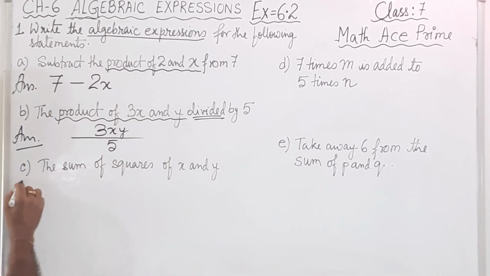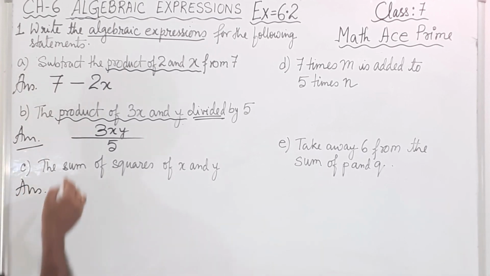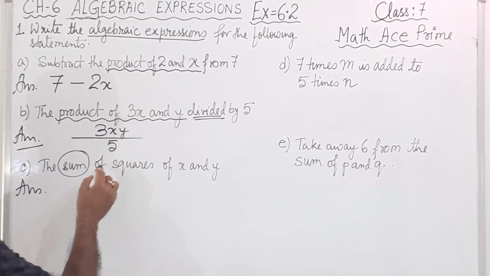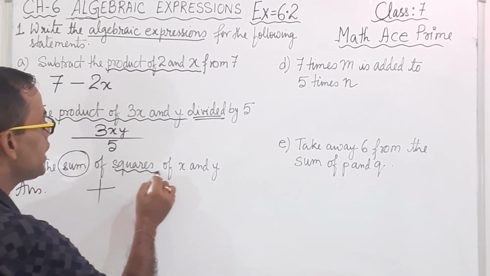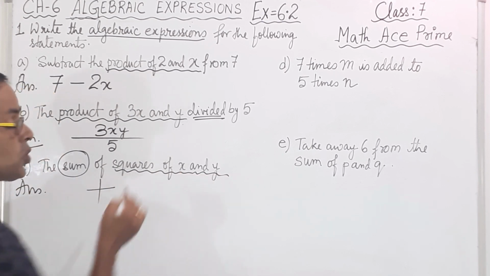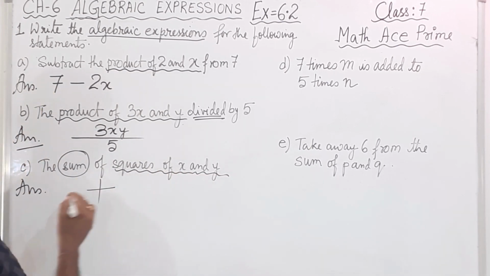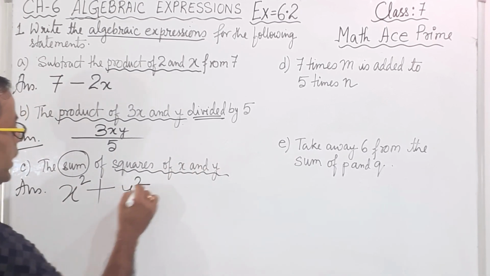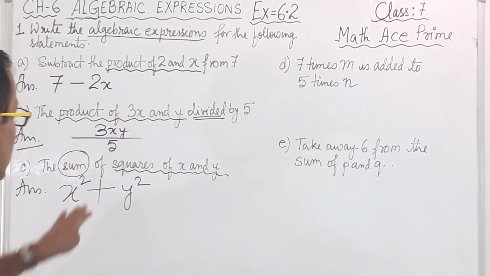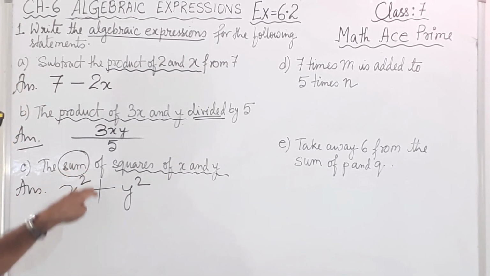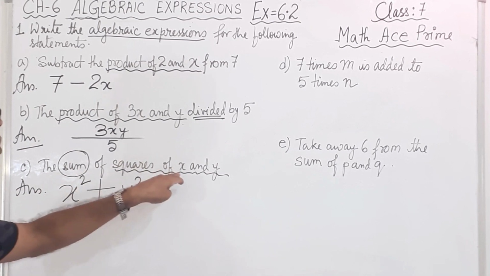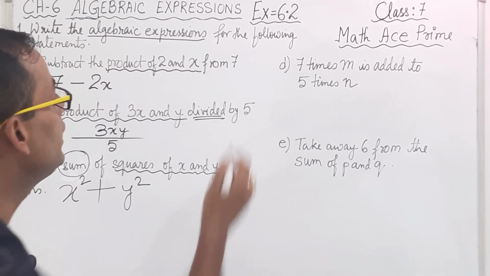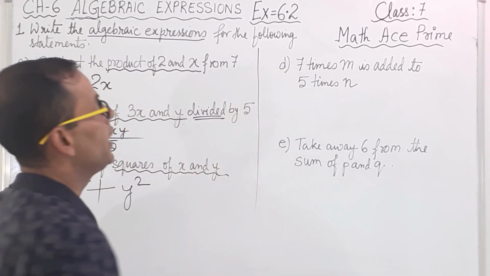Simple thing. Now number C: the sum of the squares of x and y. Sum means addition. Addition of what? The squares of x, that means x square, and the squares of y, that means y square. So x square plus y square is the answer. Clear?